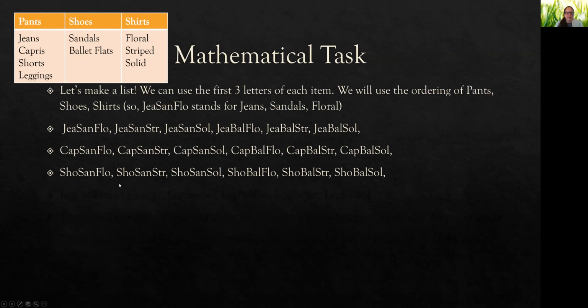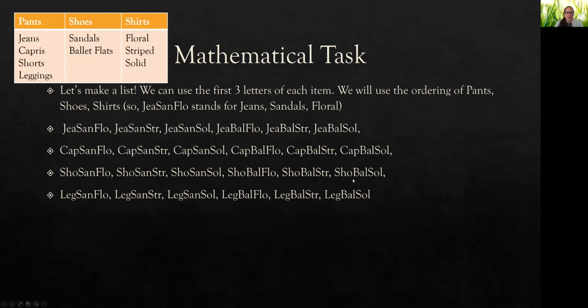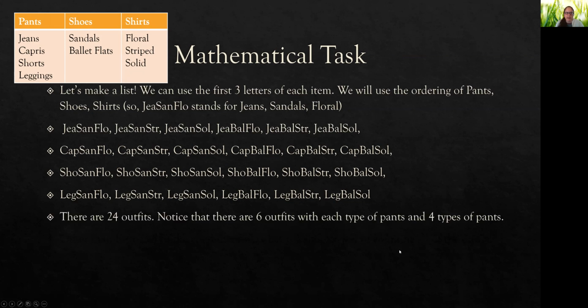And then I did the 3 combinations with the shorts and the sandals, and the 3 combinations with the shorts and the ballet flats. Then I have 3 combinations with leggings and sandals, and 3 combinations with the leggings and the ballet flats. So I came up with 24 outfits. And I noticed that there were 6 outfits with each type of pants, and there were 4 different kinds of pants. So if you think about that, we could multiply the 6 and the 4 together, and that would give us 24.